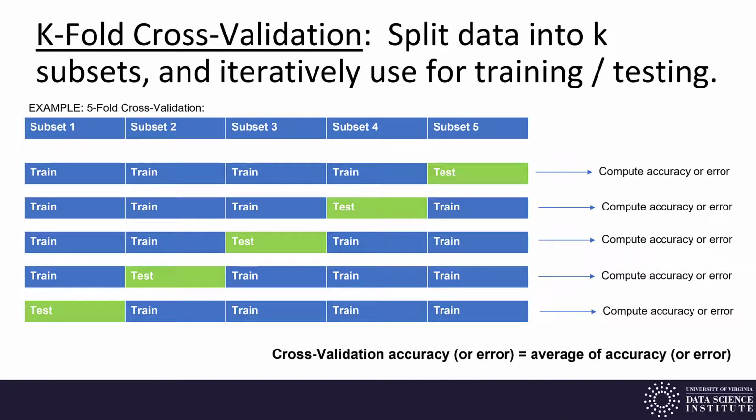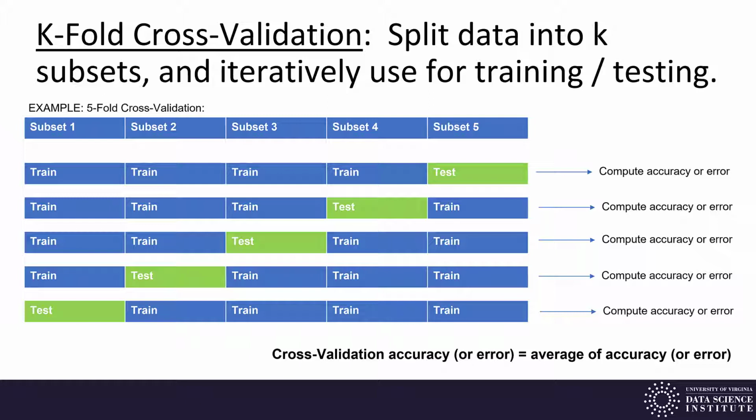You can see or imagine that the accuracy or error that you compute by averaging these is going to give you a more robust measurement of accuracy or error. This is because every observation has been used in a test data set in one of these iterations in the process.